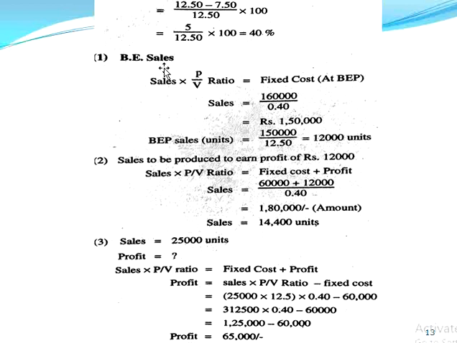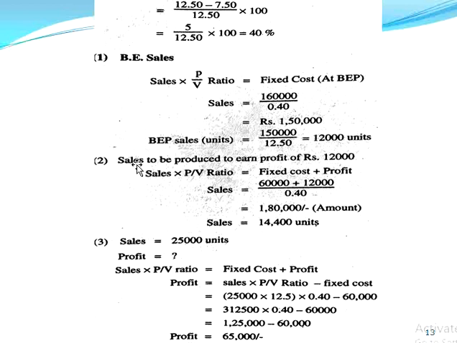Break-even sale: at break-even, contribution is nothing but fixed cost. So sale in terms of rupees is 1,50,000. Then break-even point in terms of units, so simply divide by selling price per unit. So we'll get 12,000 units. So in terms of rupees 1,50,000 or in terms of units 12,000.